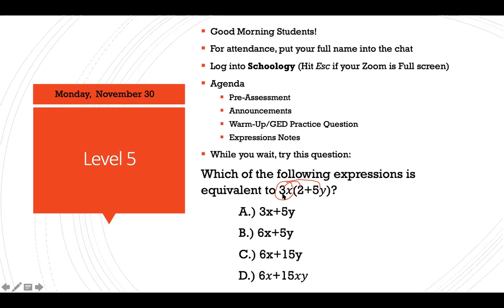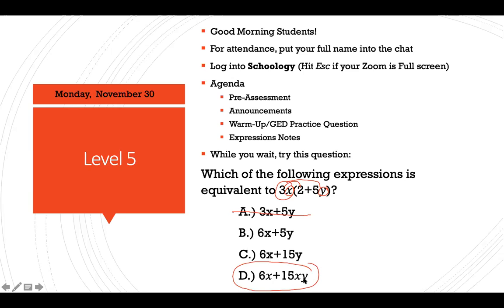That means I need to multiply the 3 to the 2, and I'm going to get 6x. So 6x is going to be part of my answer. So I know that A can't be one of the answers. And now I have to multiply the 3x times the 5y. So 3 times 5 is going to give me 15, but I have an x and a y, and they're not going to cancel each other out, so both of them need to be in my answer. So my answer is 6x plus 15xy.